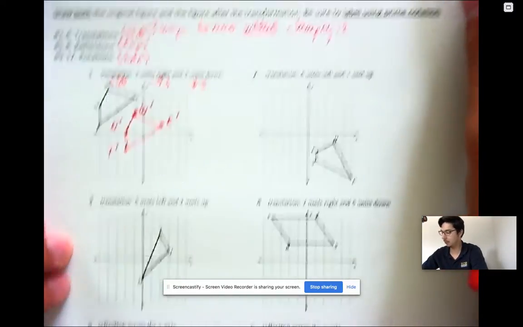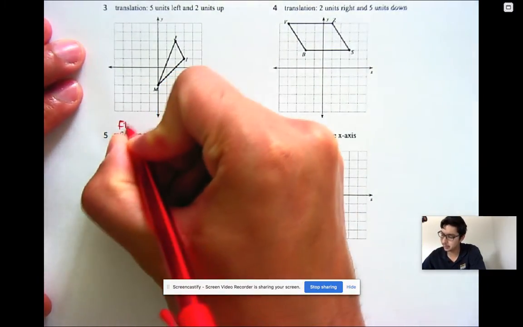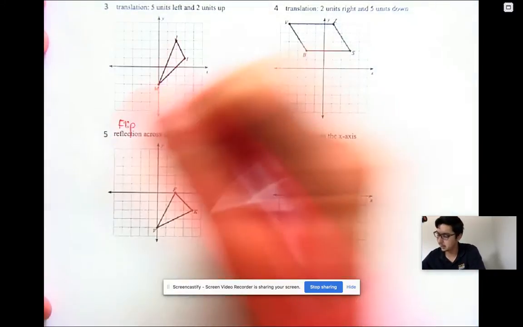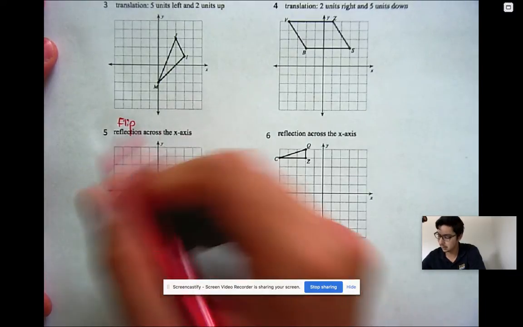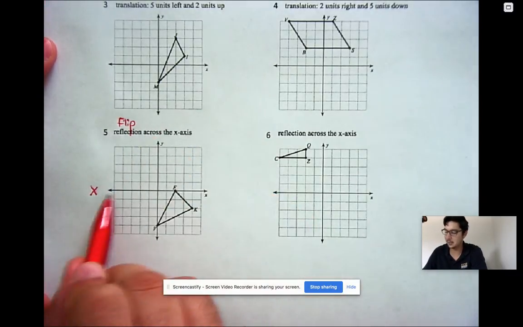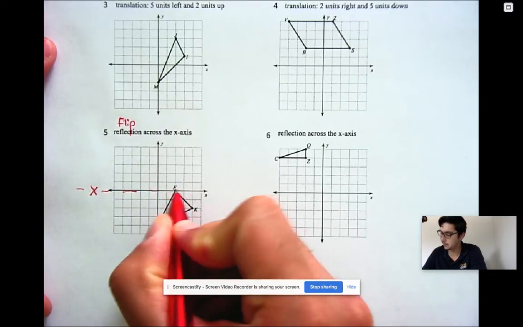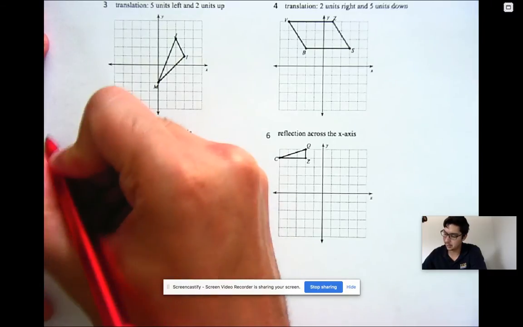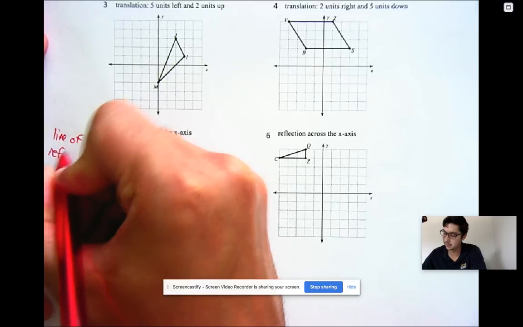Okay, let's look at the next one. A reflection. So a reflection is like you flip something. And with reflections, there's always something called a line of reflection. So in 5, it says reflect across the x-axis. So the x-axis is this one. So I'm going to do a dashed line here to highlight it. And what you flip it across, this right here, is called your line of reflection.